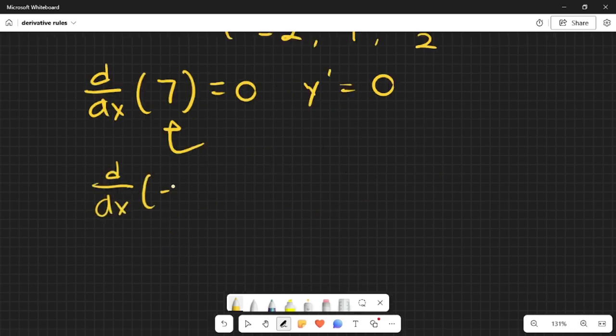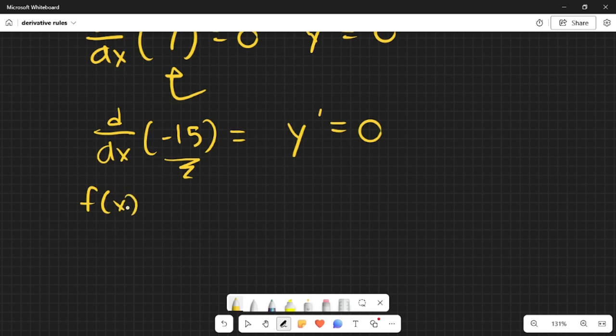The derivative of -15. -15 is a constant, and therefore, the derivative is 0. If f of x is 1,000, then the derivative of f of x is 0.